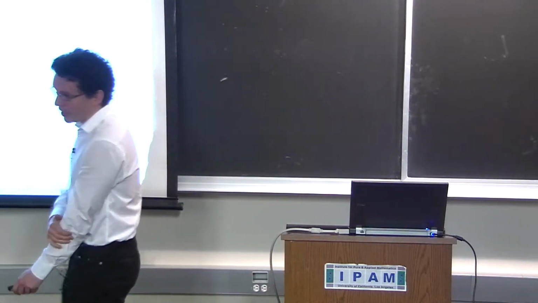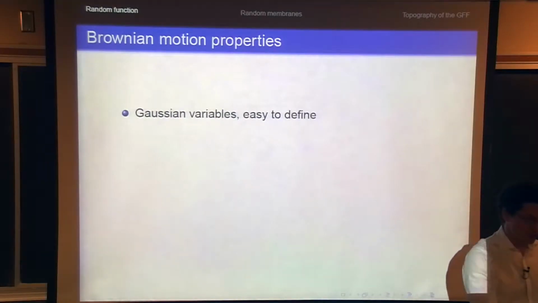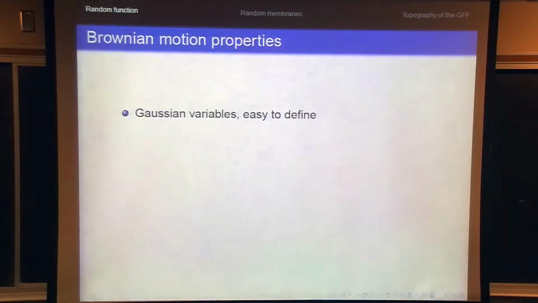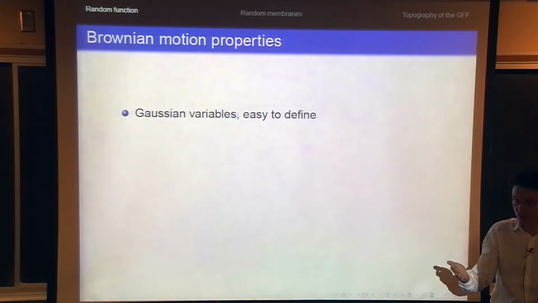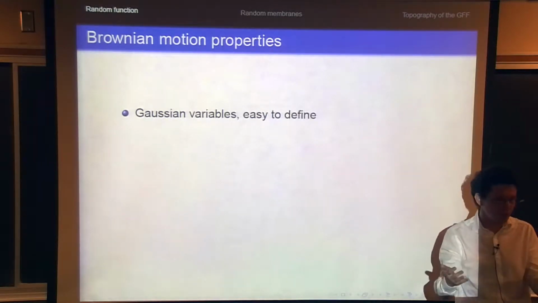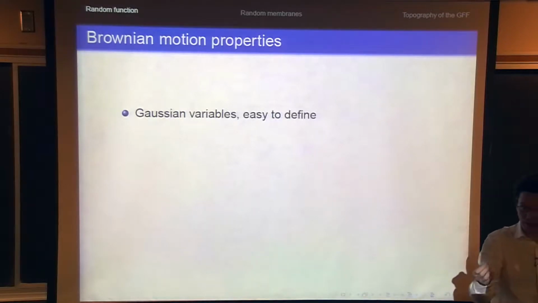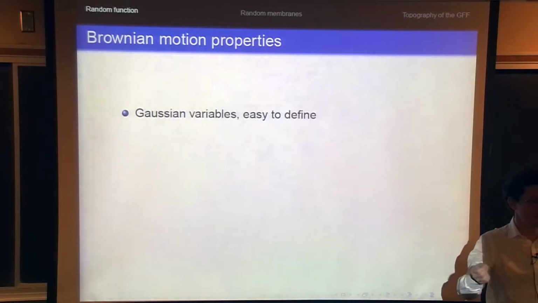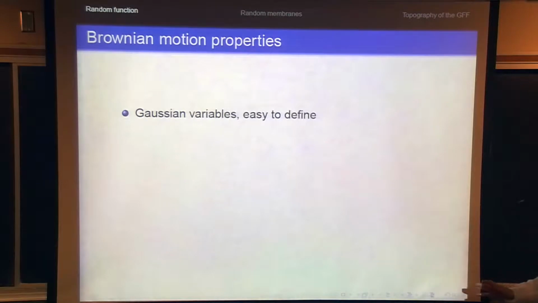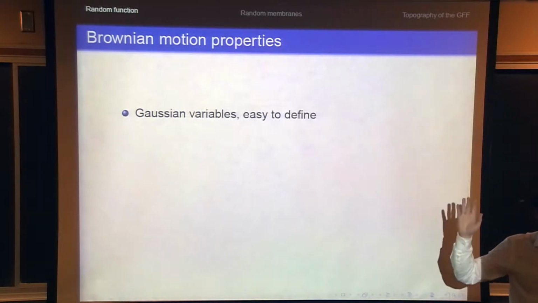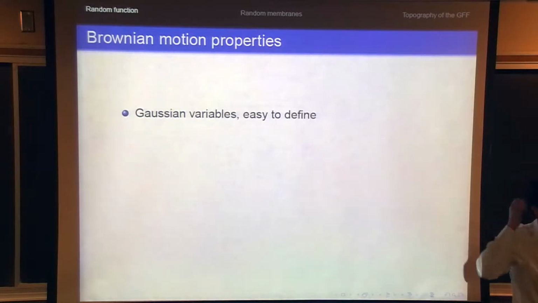And the nice thing about Gaussian random variables is that they are easy to define. So in order to define a Gaussian process, in general, you just have to define the covariance structure. And to define the Brownian motion, it's one line. It's just a Gaussian process indexed by the real line, such that the covariance between B_s and B_t is t inf s. And that's the definition, done. Okay? So Gaussian variables are our friends because they are easy to define and come very naturally.